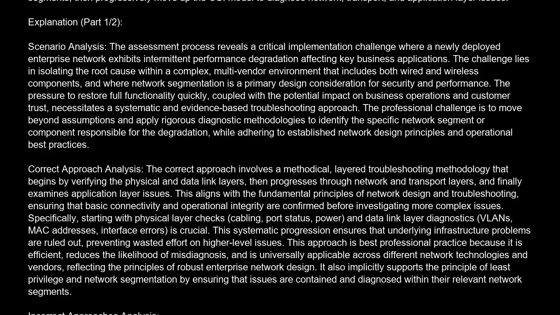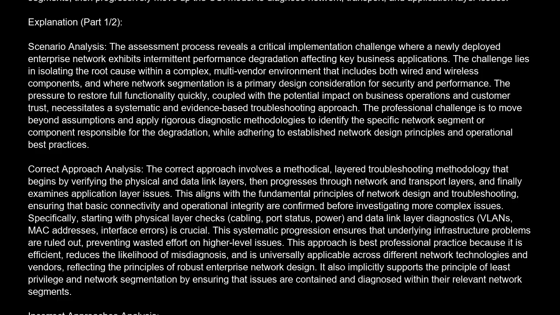Specifically, starting with physical layer checks (cabling, port status, power) and data link layer diagnostics (VLAN, MAC addresses, interface errors) is crucial. This systematic progression ensures that underlying infrastructure problems are ruled out, preventing wasted effort on higher-level issues. This approach is best professional practice because it is efficient, reduces the likelihood of misdiagnosis, and is universally applicable across different network technologies and vendors, reflecting the principles of robust enterprise network design.